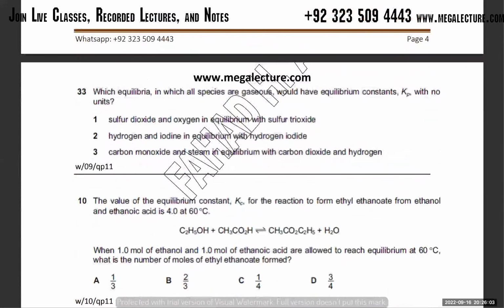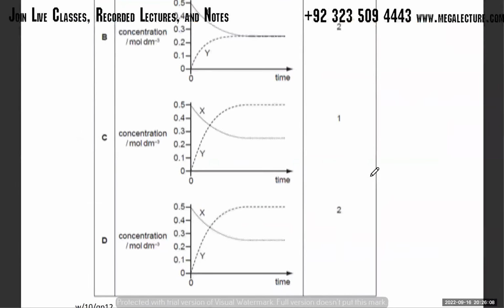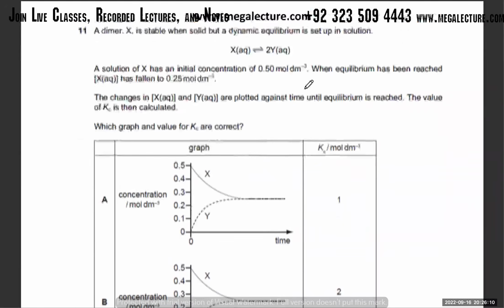Asha, some more questions. We'll do a difficult question as well at the end, but we'll just do one more easy question first. Did we do this one? I don't think we did this one. Here's an equilibrium which is x in equilibrium with 2y. The initial concentration given is 0.5 mole per dm cube for x. So that's your initial, and there is no y. After that they say equilibrium has been reached, right? So there's no y initially.